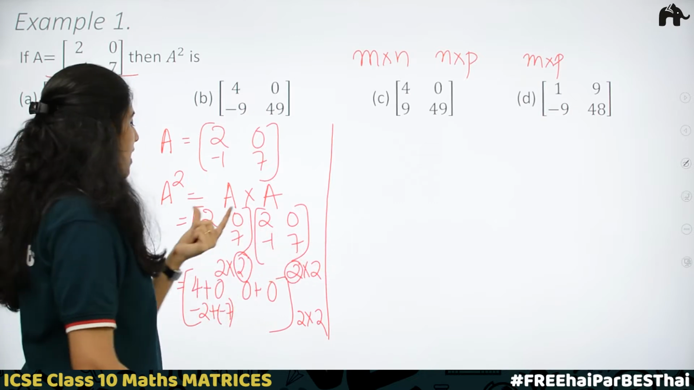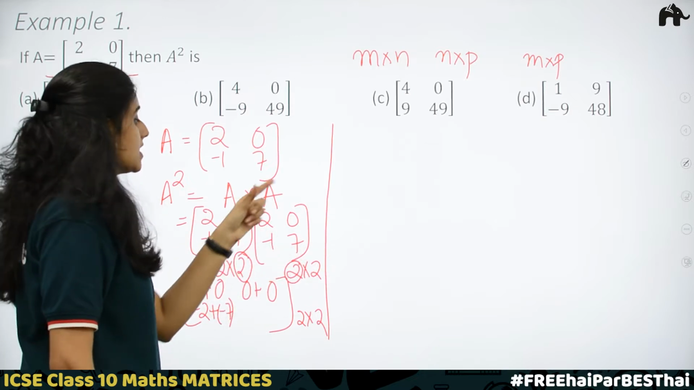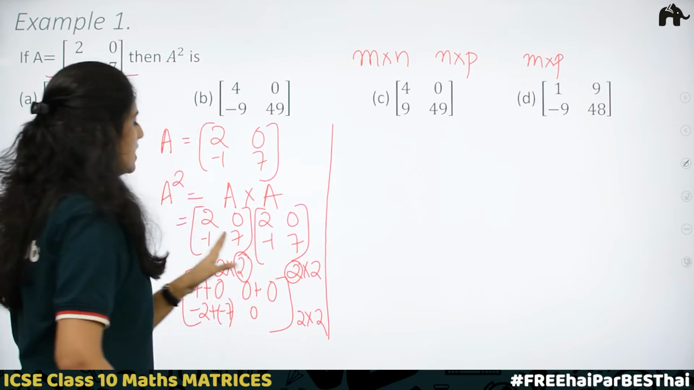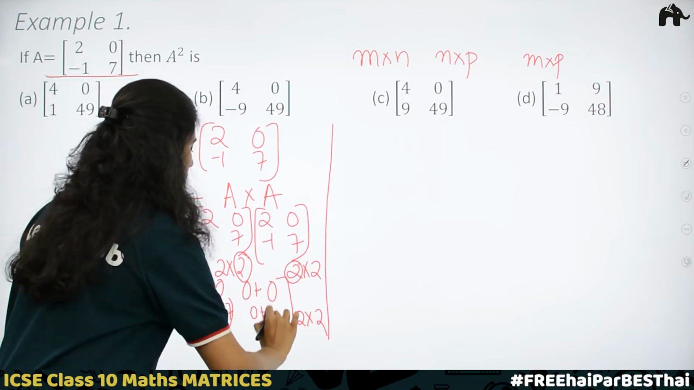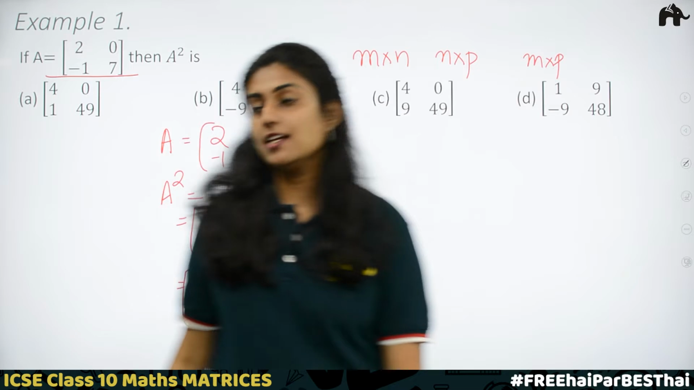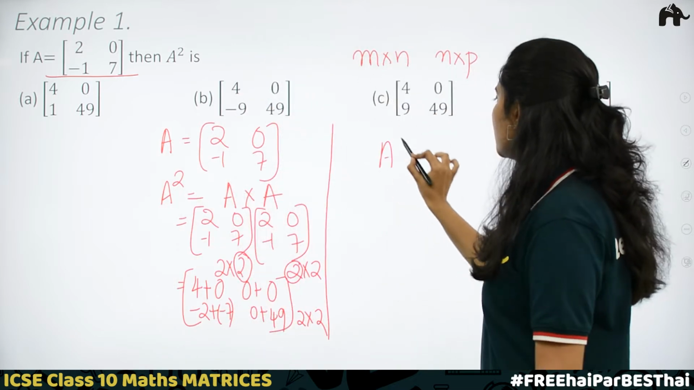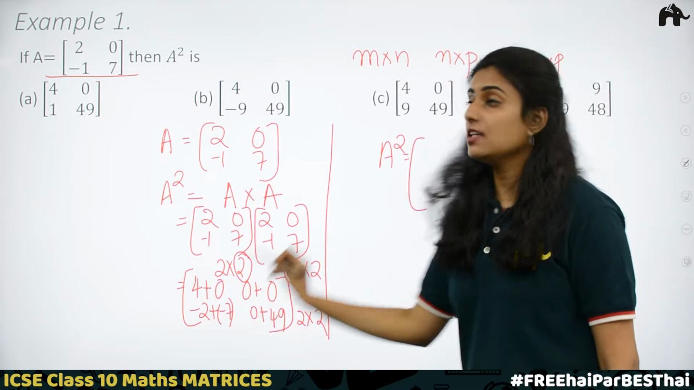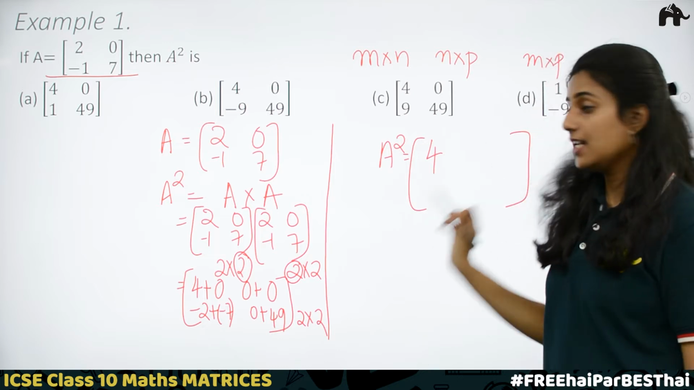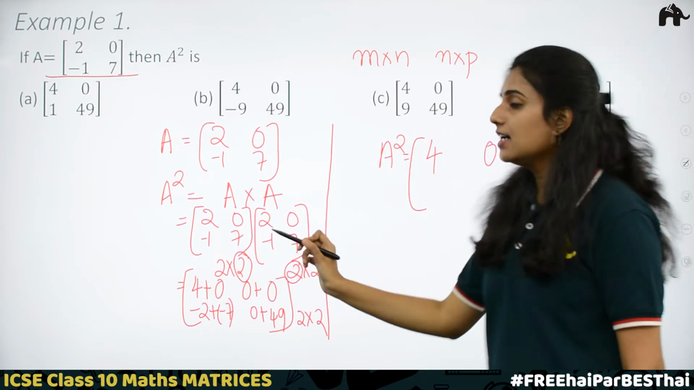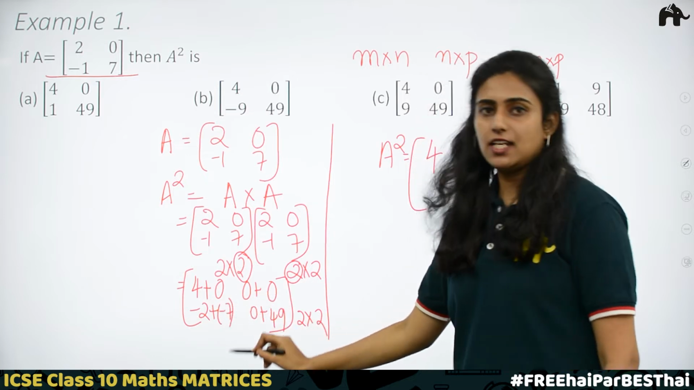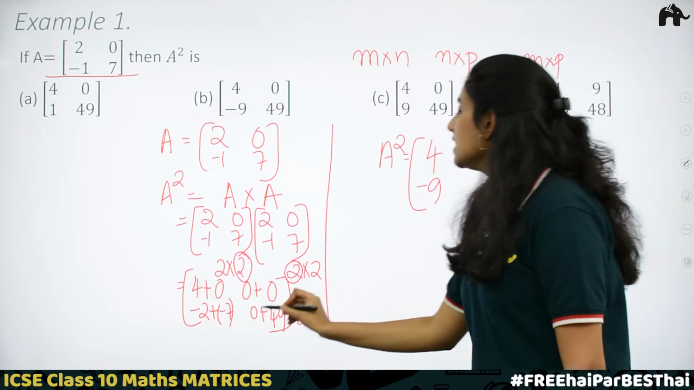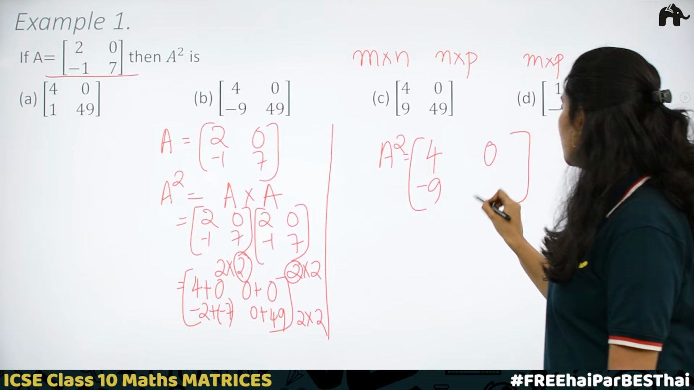To get the fourth element, we have to consider the second row of the first matrix and the second column of the second matrix. Minus 1 into 0 is 0. 7 into 7, 49 plus 49. From this, we will be getting the elements of A square. Just adding. Here we have 4 and 0. 4 plus 0 is 4. To get the second element, 0 plus 0, 0. Third element, minus 2 plus minus 7, that is minus 2 minus 7, which is minus 9. Fourth, 0 plus 49. 0 plus 49 is 49.